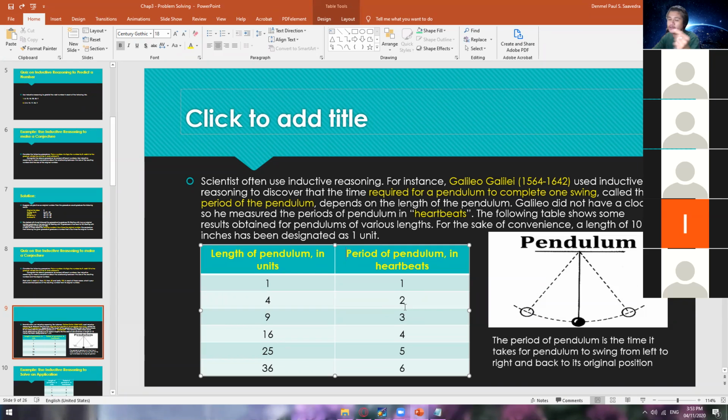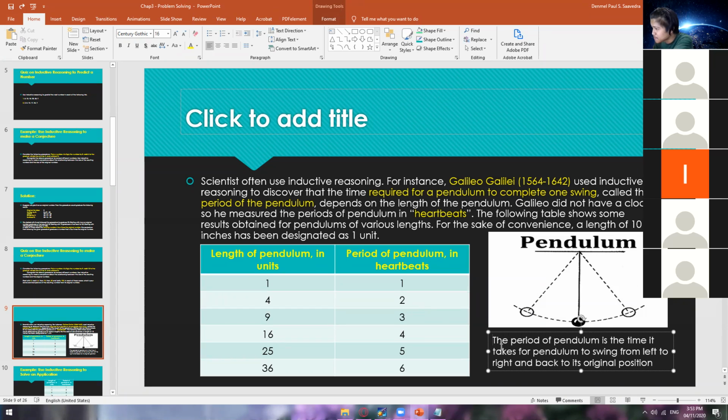Take note that one period is, let's say, you start from this side, then it goes to the other side, and as it goes back to the original position, that is one swing already. Going back to its original position, that's one period of the pendulum. The period of a pendulum is the time it takes for the pendulum to swing from left to right and back to its original position. It should go back to its original position for you to say that it's one swing or one period already.